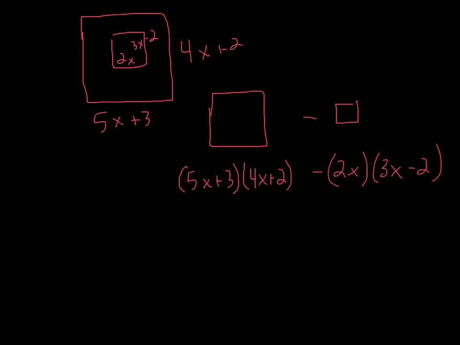So the first step is to do all of our multiplication, just like PEMDAS, right? Parentheses and exponents first, and then multiplication and division. So we're going to start out with the 5x times 4x. This is your 20x squared. 5x times 2 is plus 10x. 3 times 4x is 12x. And 3 times 2 is 6.